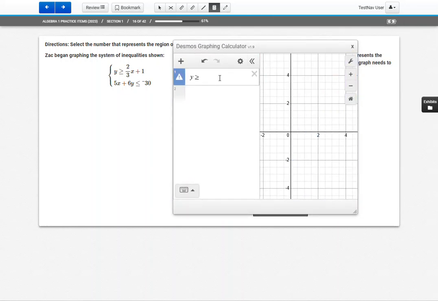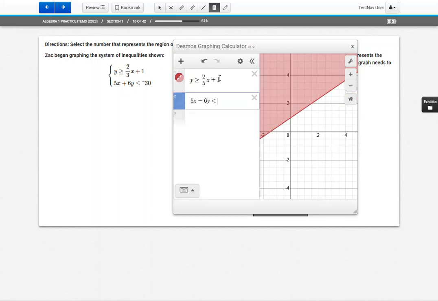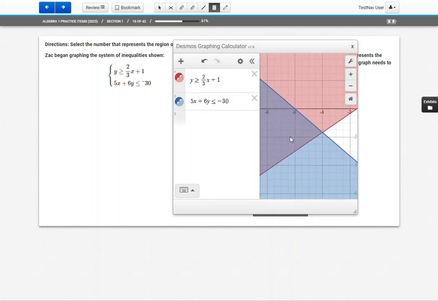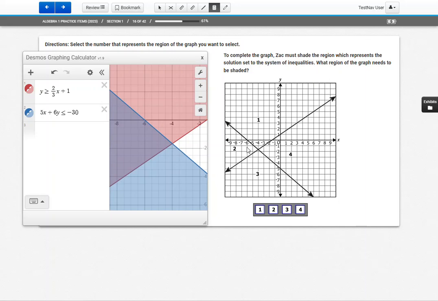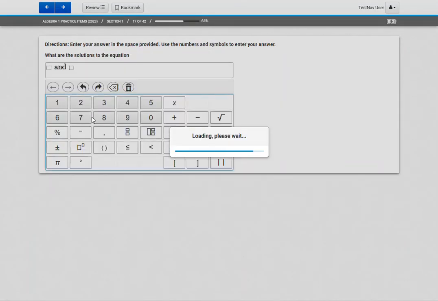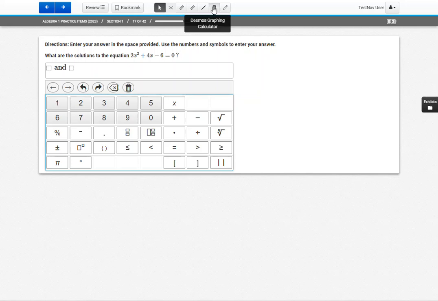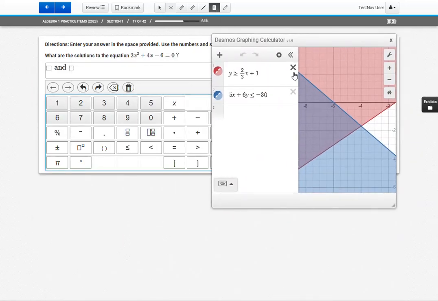Y is greater than or equal to 2/3x plus 1, and then 5x plus 6y is less than or equal to -30. Alright, my solution set is right here in area 2, right here. There you go, that's it. Alright, I need to find the solution set for this. I'll go ahead and use Desmos for this one.